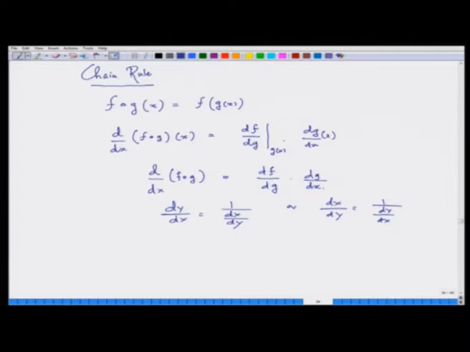This comes from the chain rule. Now, consider a function y is equal to f(x), where f is a bijective function, means it has an inverse. So, which means x can be written as f inverse of y, which would imply that I can write y as f of f inverse of y.